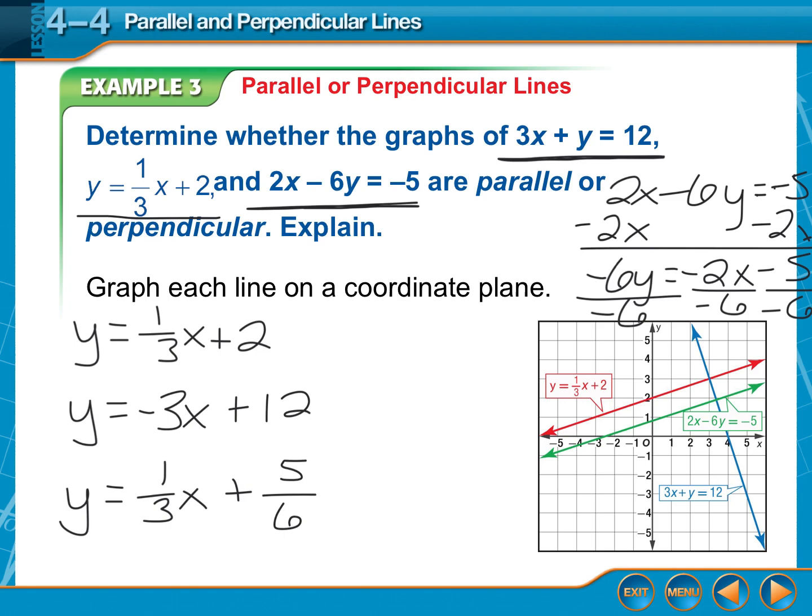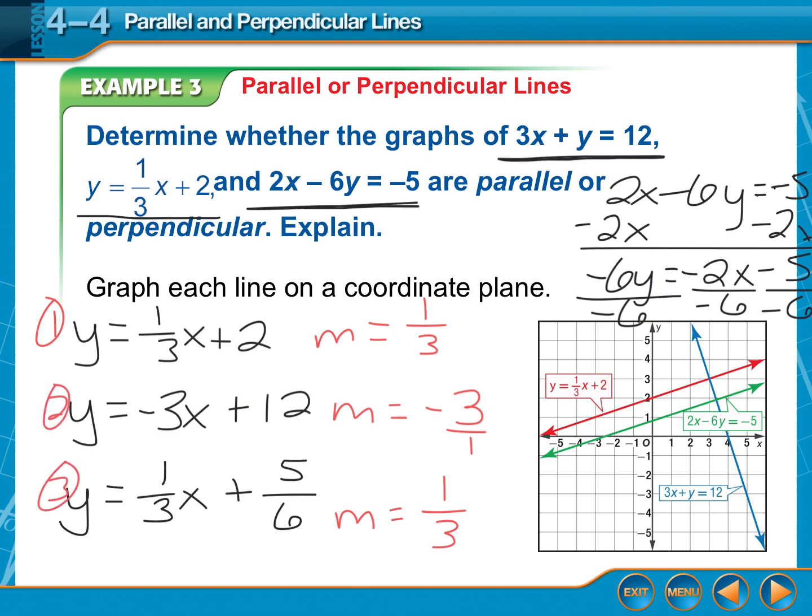Now, can we tell the slope of all of these? Yes. So, what is my slope of line 1? It's 1/3, right? What's my slope of line 2? -3 over 1. Okay, I like it. What about this one? 1/3. Okay, let's take 2 lines at a time. What do we notice about 1 and 3? They're the same. So one of the slopes is 1/3. The other one is -3 over 1.